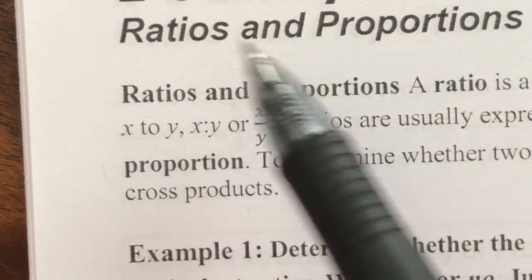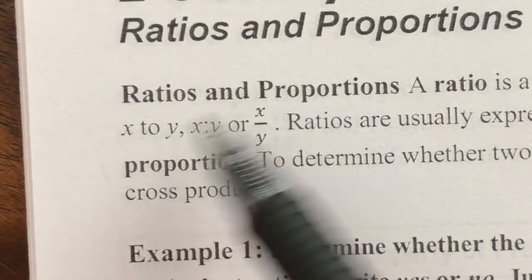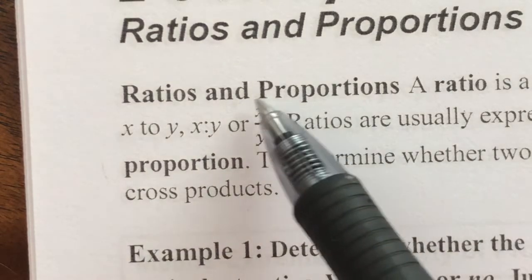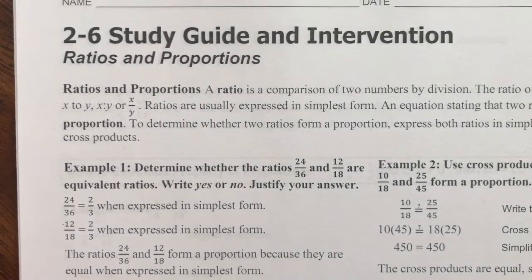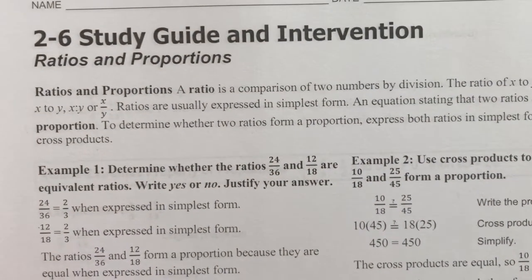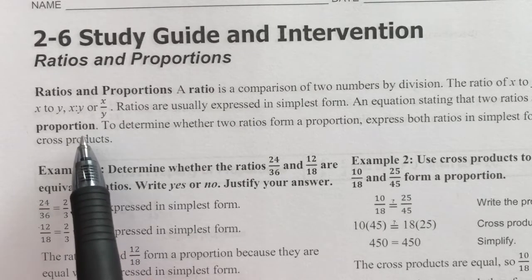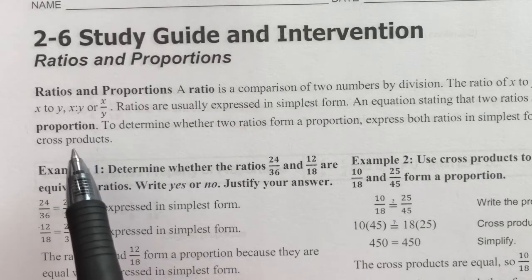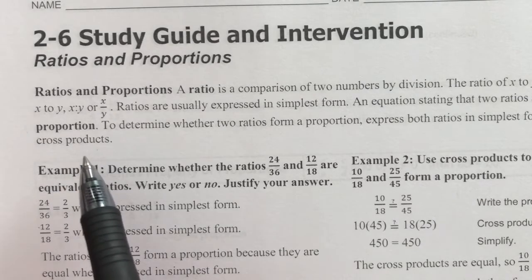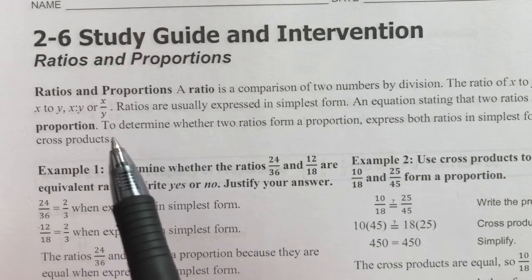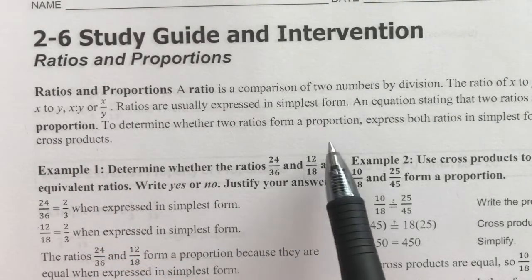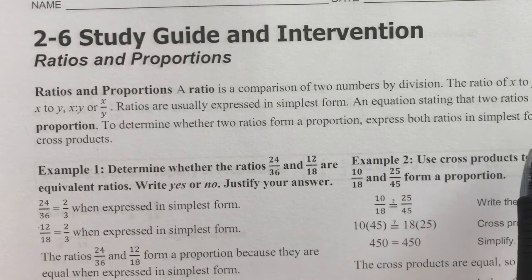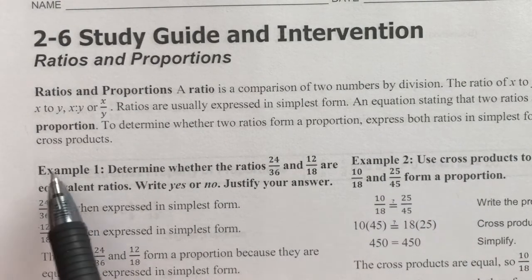And it doesn't matter what the relationship is, it's just saying in some way, shape, or form, this number x is somehow related to this number y. So ratios are usually expressed in simplest form, and if they're not, you can reduce them. A proportion is when you set two ratios equal to each other. If we have two different fractions that are equal to each other, we can set them equal, and that creates what we call a proportion. To determine whether two ratios form a proportion, express both ratios in simplest form or check for equal cross products.